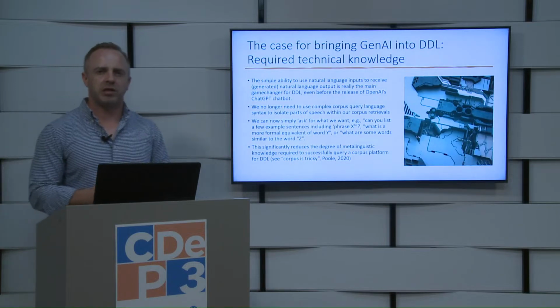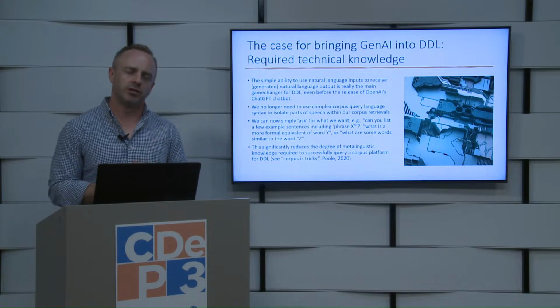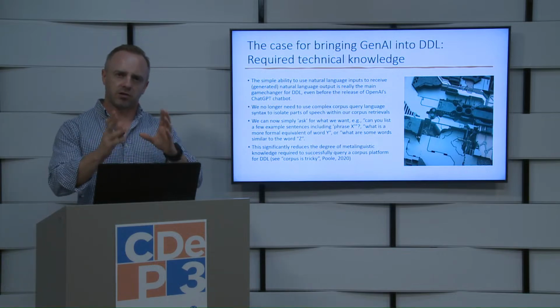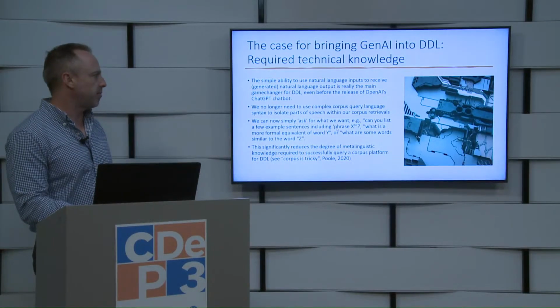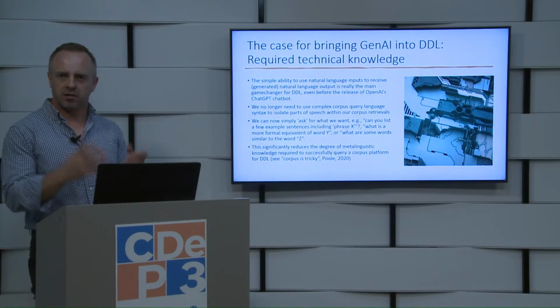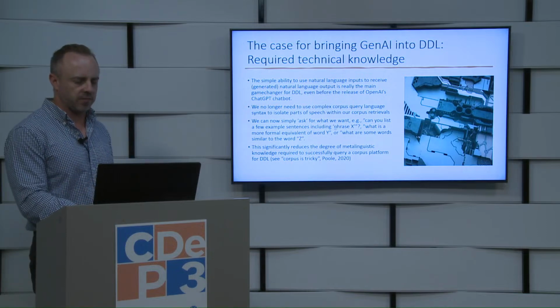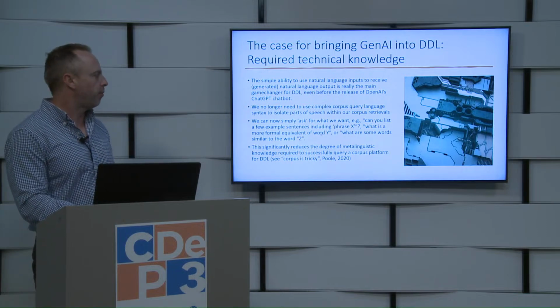Obviously, ChatGPT could not be simpler to use. You simply tell the software what you want in plain language, and it will give it right back to you. So instead of trying to generate a complicated corpus query, we can now ask it, for example, can you list a few example sentences including the phrase I'm interested in? What is a more formal equivalent of this word? Or what are some similar words to this word?